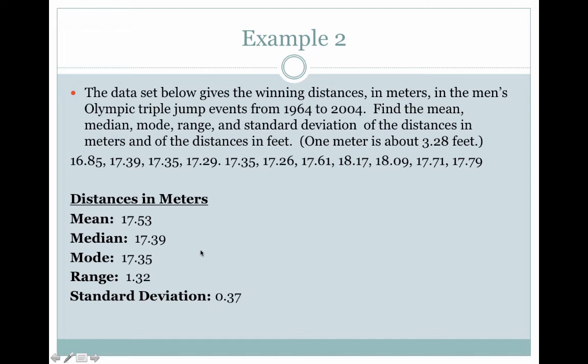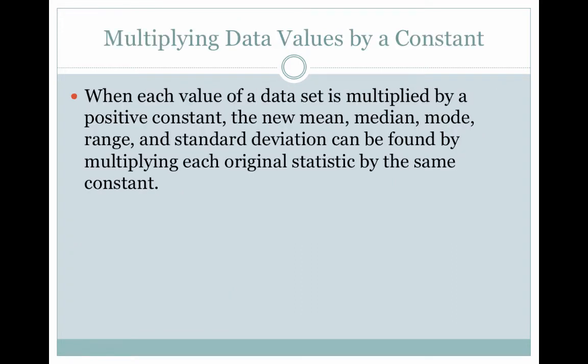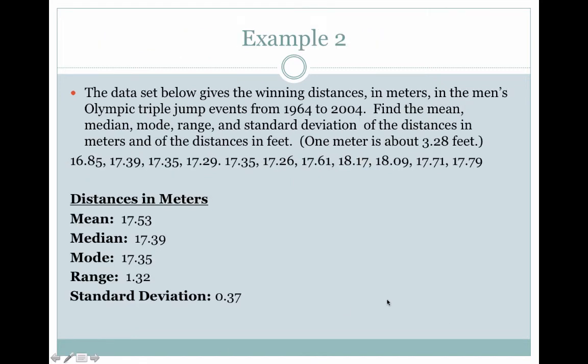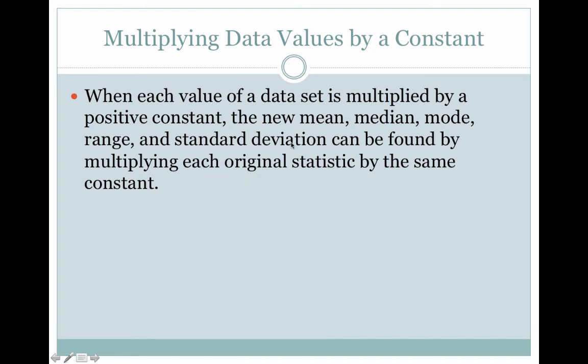Our range is going to be small. It's the maximum minus the minimum. And so it's 1.32. And then our standard deviation is very, very small. It's 0.37. So here's what happens when you multiply data values by a constant. When each value of the data set is multiplied by a positive constant, here we're going to need to multiply by 3.28 to convert from meters to feet, every single statistic gets multiplied by the same constant.